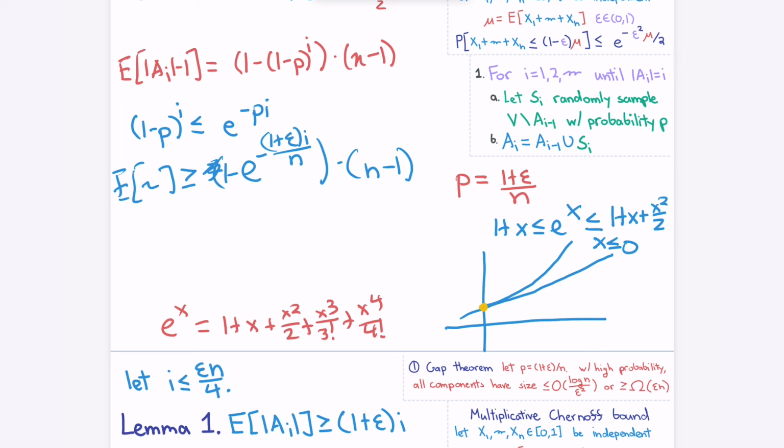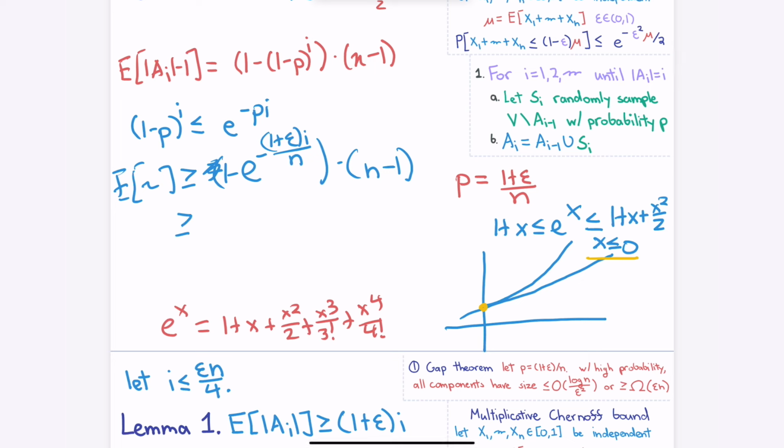If I'm just comparing 1 + x and e^x, at x equals 0, they're the same. And if you take the derivative, the derivative of e^x is e^x, the derivative of 1 + x is 1. You'll find that e^x is dominating the derivative on one side and underneath on the other, and that's how you get one inequality. You could play a similar game, and you'll find that e^x is always at most 1 + x + x squared over 2 for x less than or equal to 0.